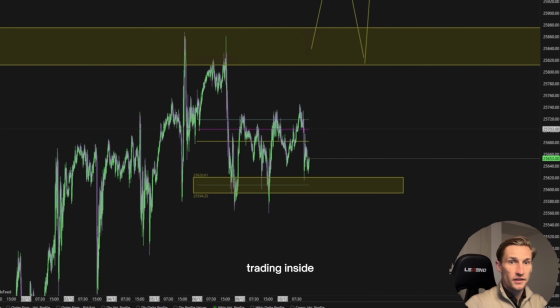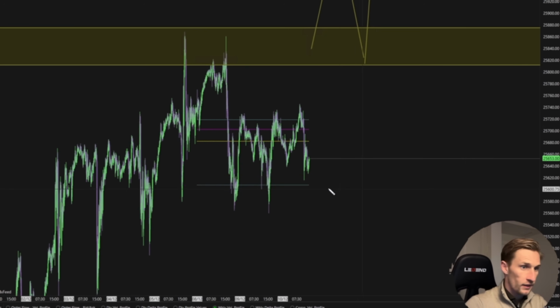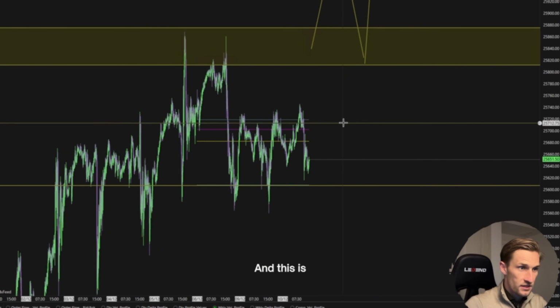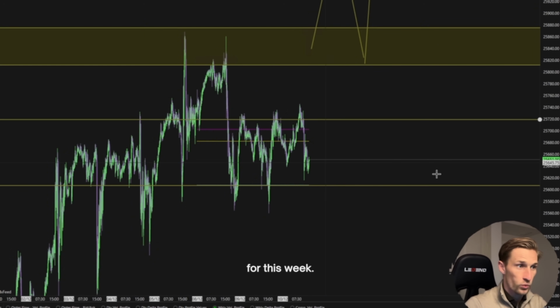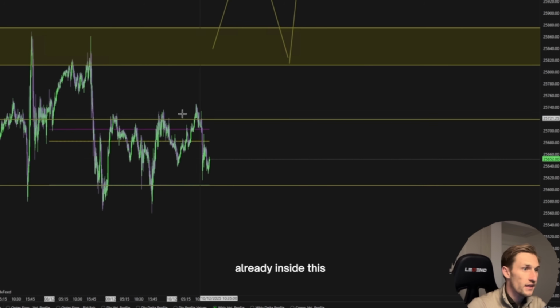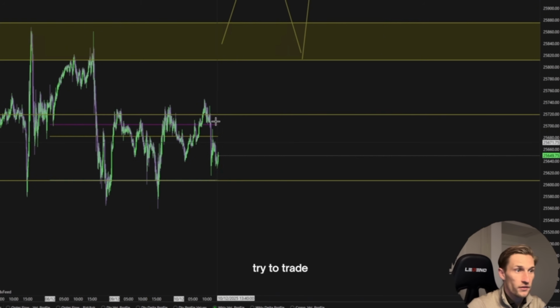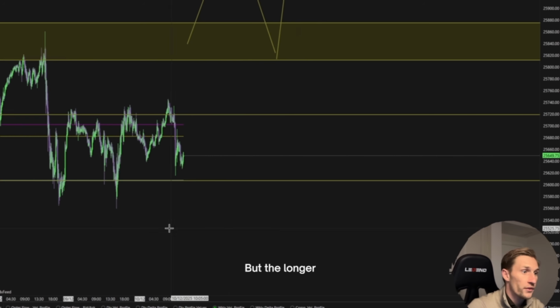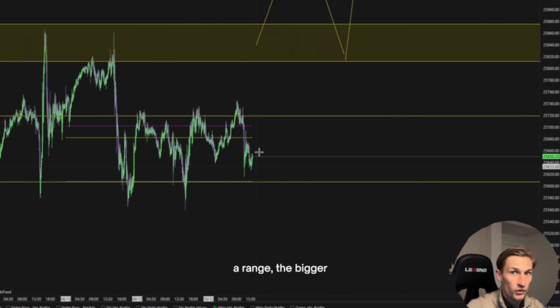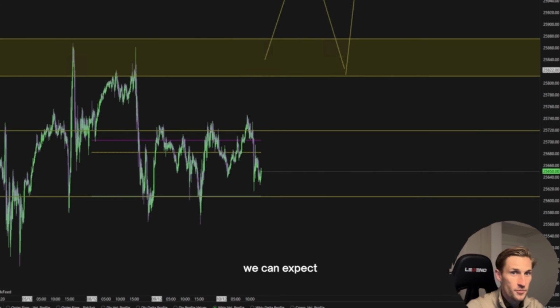We are actually trading inside this range still. And as you can see here, this is the value area low and this is the value area high for this week. Trading 2 days already inside this value area. So for now, you can just try to trade from the top of the range to the bottom of the range, from the bottom of the range to the top of the range. But the longer we stay inside a range, the bigger we can expect the breakout.